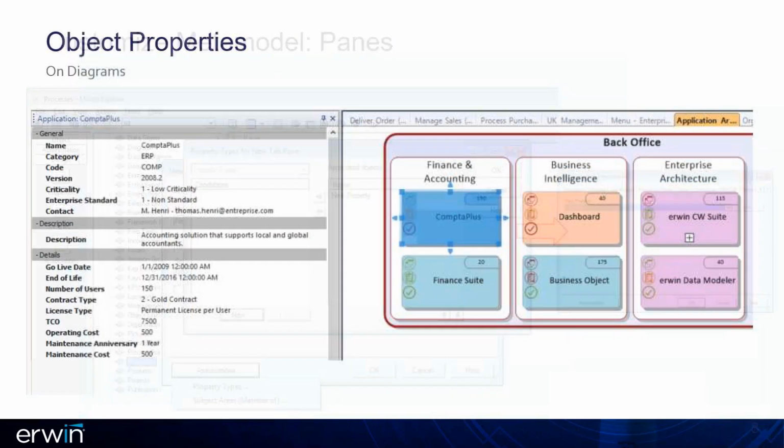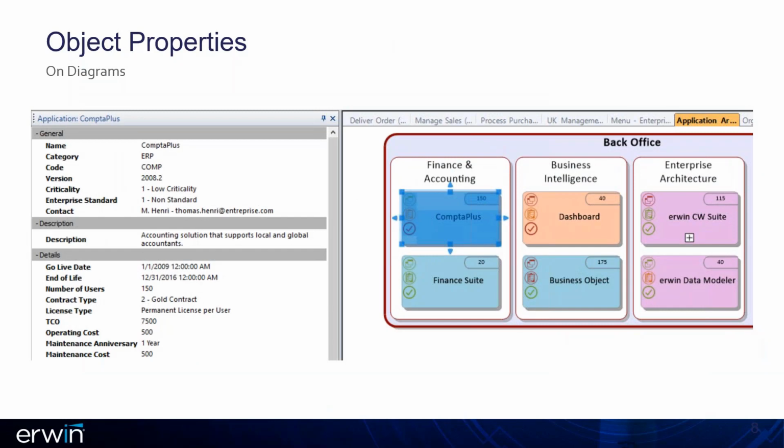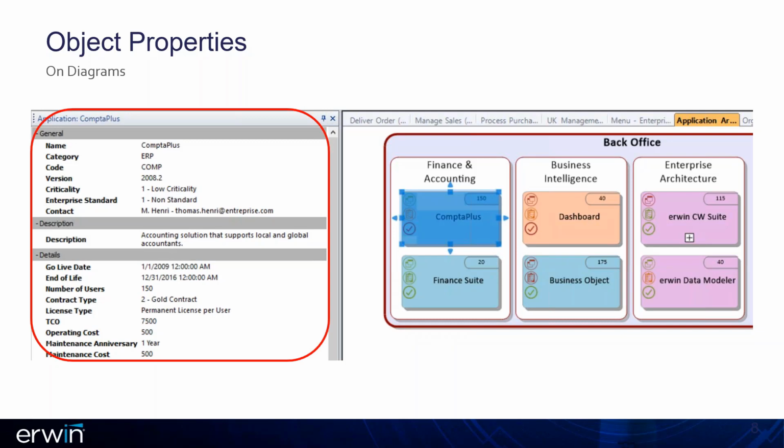That was a really simple process for the creation of that. Now, sometimes you'll notice when you're on diagrams, there are properties that have a special way of looking. If you notice right here, this CompTab Plus is an application that's been highlighted. It has multiple properties that have been visualized on the diagram. One of those is 150, which is the number of users. You can see in the top right corner, it says 150, and that's the number of users. You can also see the contract type is gold, and that's shown by this little gold icon.